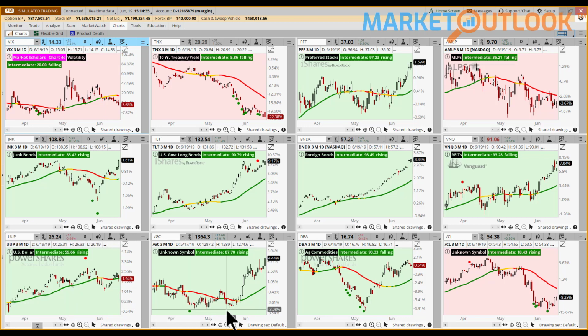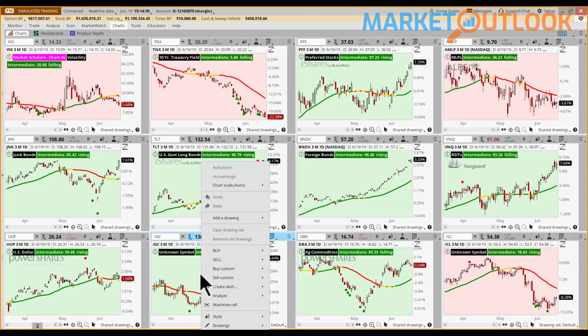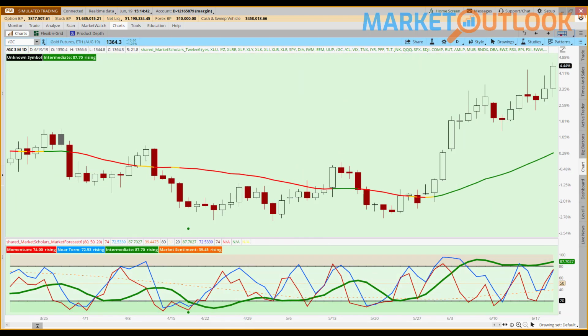One really big move today was out of gold. Look at the size of that candle right there. Let me right click and go to maximize the cell so you guys can see this a little bit better. Gold has just been breaking out left and right. Now, we've got a few gold positions going in these market outlook videos.